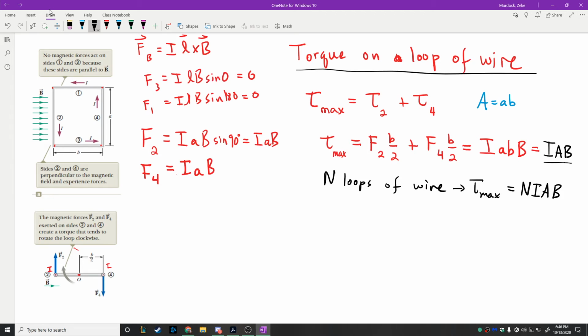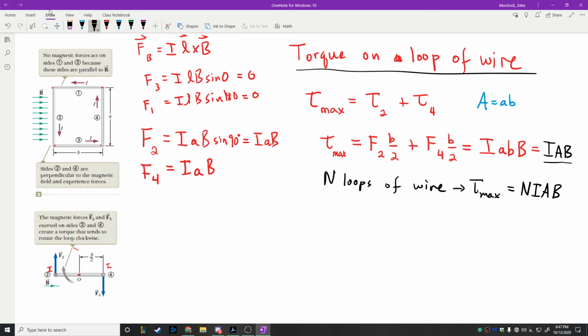Have you guys ever noticed that before? If you break open really any kind of electrical device, you'll often find little tiny loops of wire all throughout it. And part of the reason why is because more loops does more things for you. It has a lot of effects, as we're going to see here. In this case, it affects the maximum torque. Okay, so that's the maximum torque.